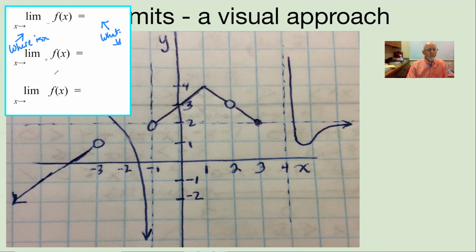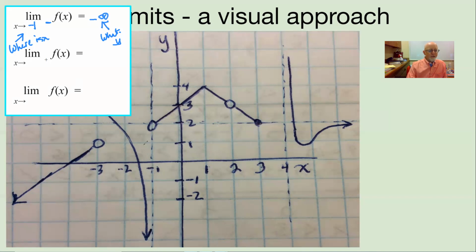So let's take a look at -1, for example. As x approaches -1, and the little minus sign here means from the left. As x approaches -1 from the left, that's the function. What is happening here? Close to -1, but on the left side of -1, to the negative side of -1. Well, the function is going down indefinitely, so that becomes -infinity.